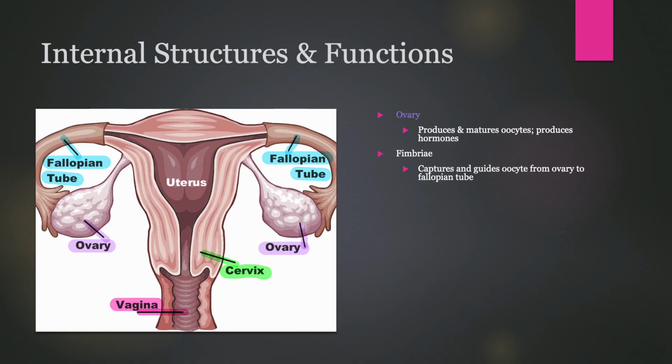Next, I don't have it highlighted in the photo, but it is that finger-like looking structure that's right next to the ovary. It is not physically attached to the ovary, but you can see in this photo that it's next to it. The function of the fimbriae is that it captures and guides the oocyte from the ovary to the fallopian tube.